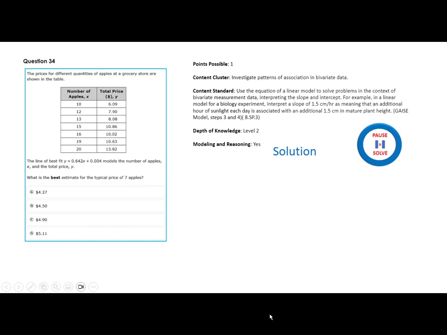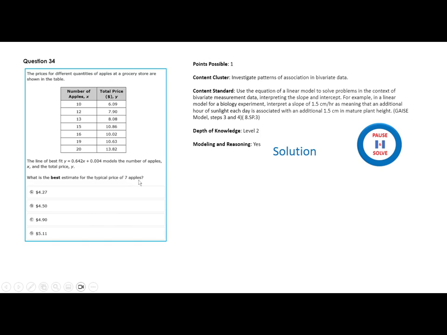The prices of different quantities of apples at a grocery store are shown in the table. The line of best fit is given. It models the number of apples x and the total price y. Which is the best estimate for the typical price of 7 apples?